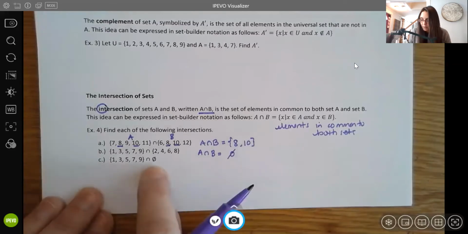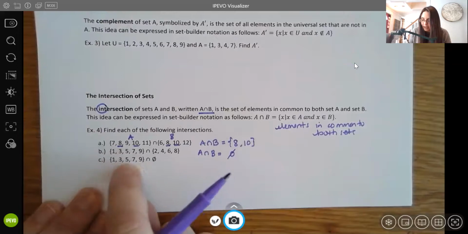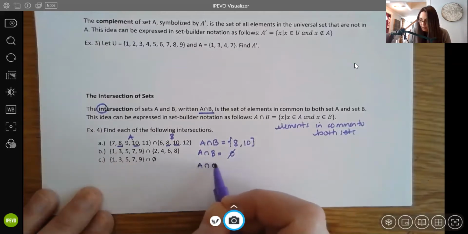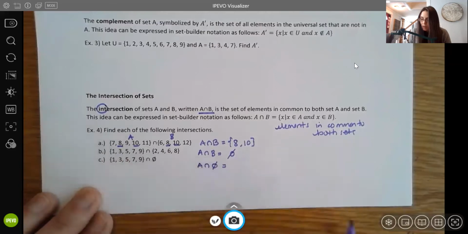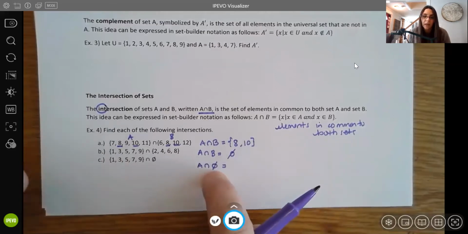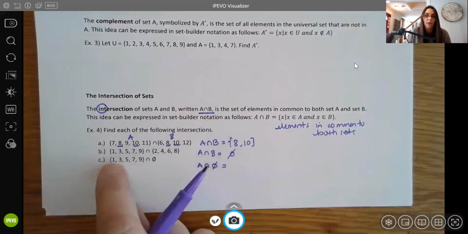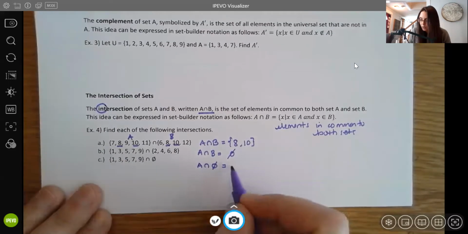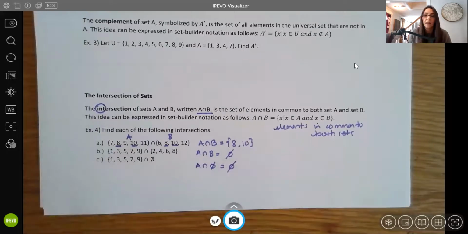Now for the next example, we have the same set for A, but we're intersecting with the empty set here. So we're looking at A intersect with the empty set. Well, the empty set has no elements in it. This one has the elements 1, 3, 5, 7, 9. So really, again, there's nothing there. So we're going to use the empty set again as our notation. So when we're intersecting with the empty set, your answer there is going to be the empty or null set as well.